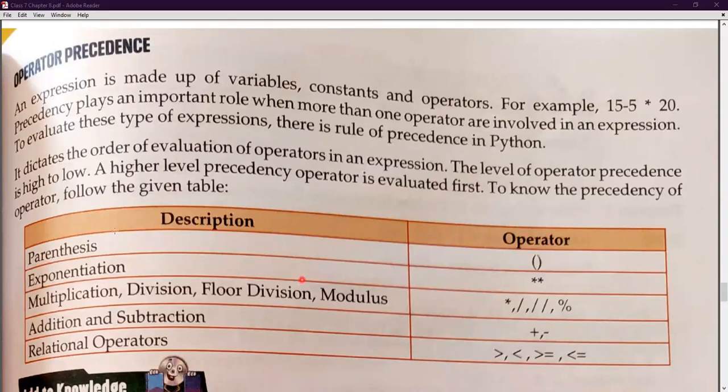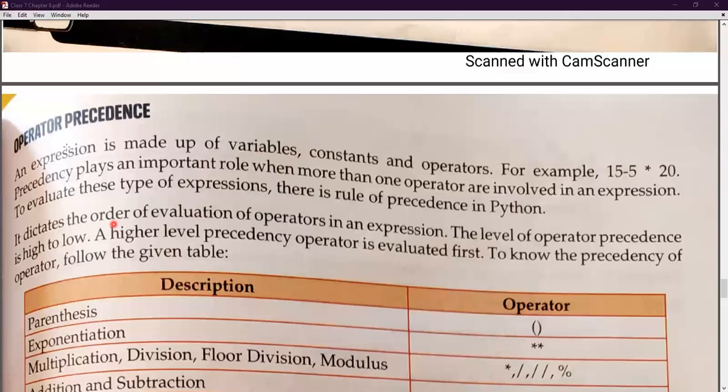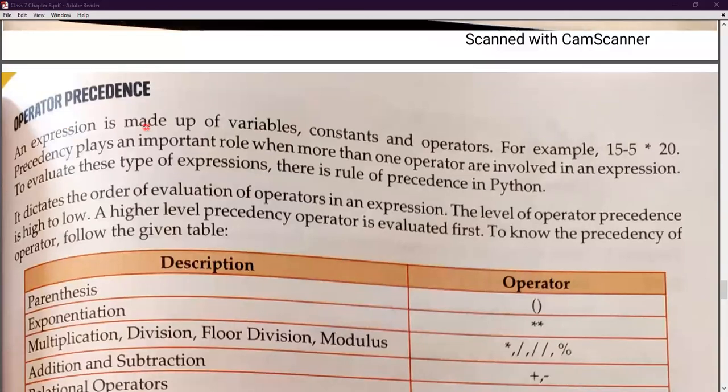Okay. So now the last and most important topic is operator precedence. Operator precedence can be correlated with your BODMAS in mathematics. What do you learn in your mathematics BODMAS? Bracket, division, multiplication, addition, and subtraction. So operator precedence means which operator will be executed first.